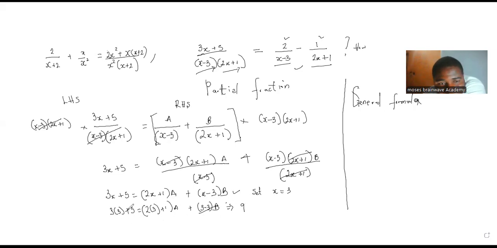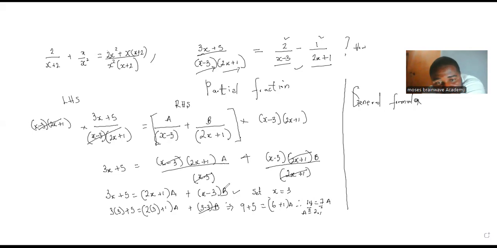That's 3 multiplied by 3 plus 5. So 3 plus 5 should be equal to 2 multiplied by 3. This should give us 6. So we'll have this is 6 plus 1. Then we have a. Fantastic. So here, therefore, this should give us 14, right? Is equal to 7a. So by the time we divide both sides by 7, we discover that a is equal to 2.